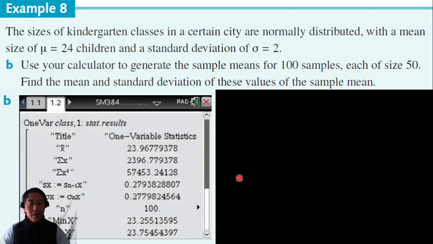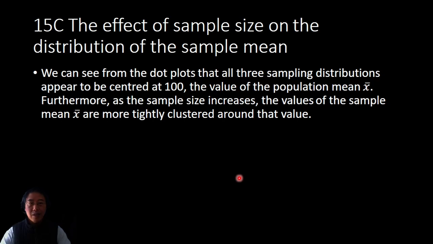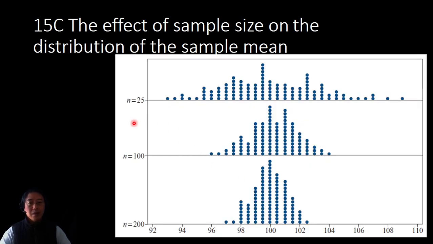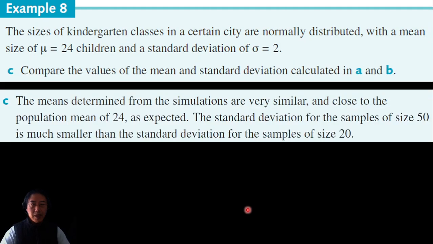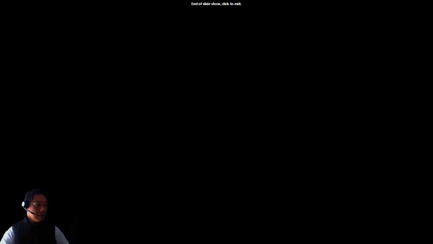So then it links back to that graph. When you increase the sample size, your standard deviation decreases. So here it's really spread, so you have a higher standard deviation, and as you go to a higher sample size, it gets more clustered, so it's a smaller standard deviation. Okay, and that's really it for 15C, and I'll see you in the next video.